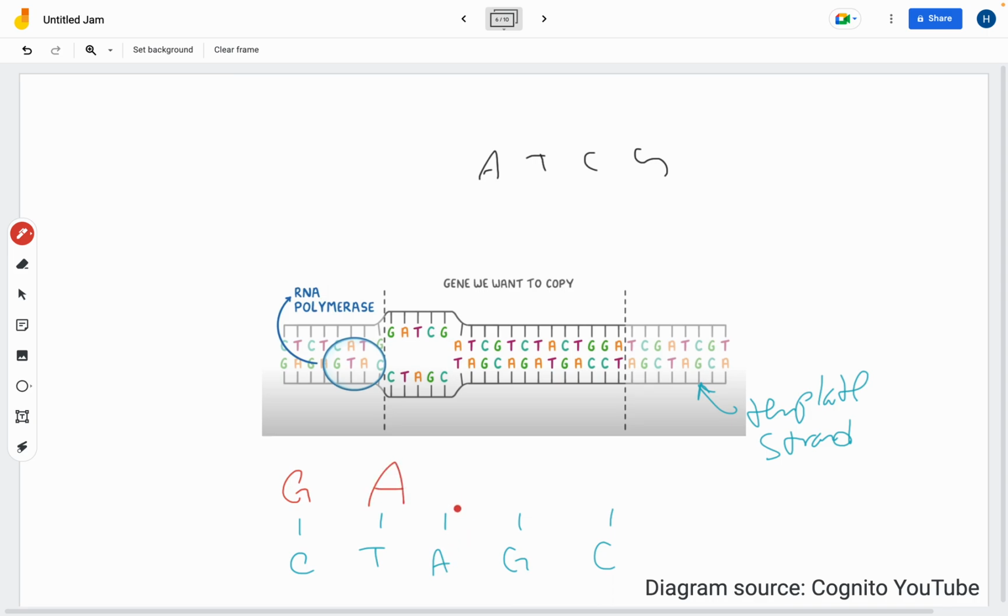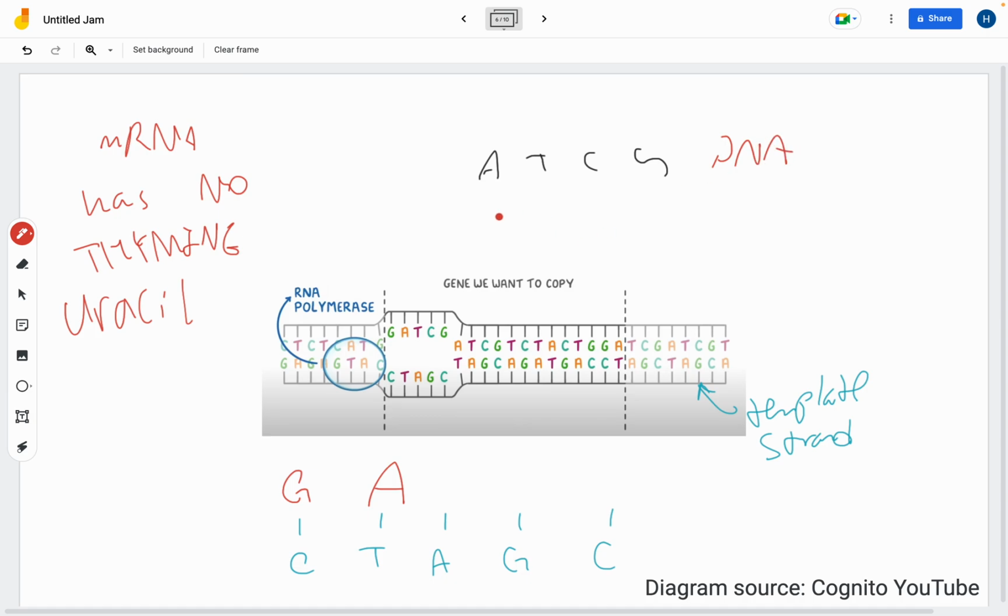AT, right? Apple tree. But remember, mRNA has no thymine. DNA has thymine, but mRNA, also including tRNA, has no thymine. We'll look at tRNA in just a second. Essentially, mRNA has no thymine. There is no thymine base in mRNA. Instead of thymine, it has a base called uracil. So this is the DNA base. In mRNA, we have AUCG. Now the uracil bonds with the adenine in the same way, but the T is just replaced with the uracil.